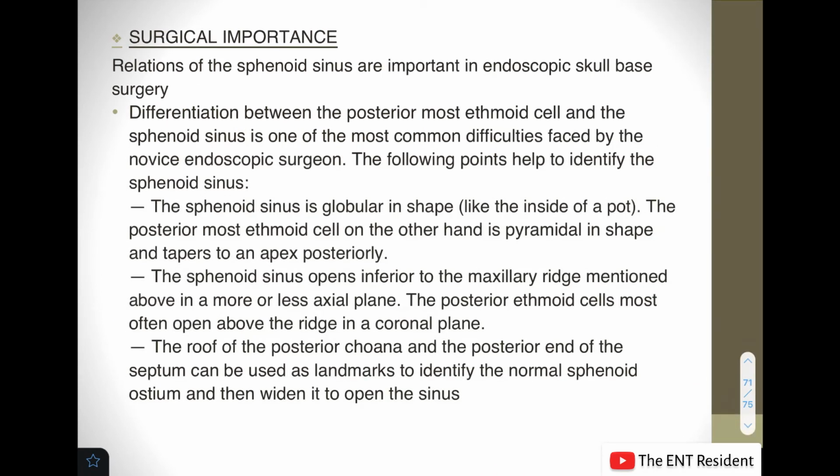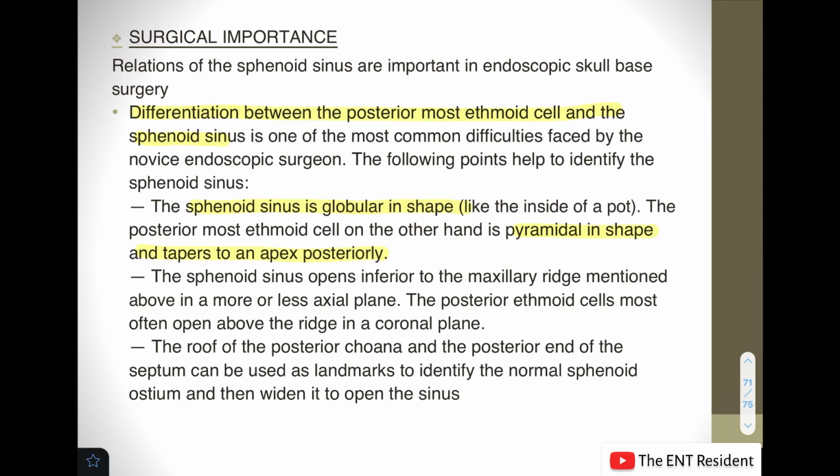Coming to the relations of the sphenoid sinus, and why it is important to know about the sphenoid sinus, there is a differentiation between the posterior most ethmoid cell and the sphenoid sinus. And how do you differentiate them? The first thing is that the sphenoid sinus is globular in shape, whereas the posterior most ethmoidal cell will be pyramidal in shape and it will taper to an apex posteriorly.